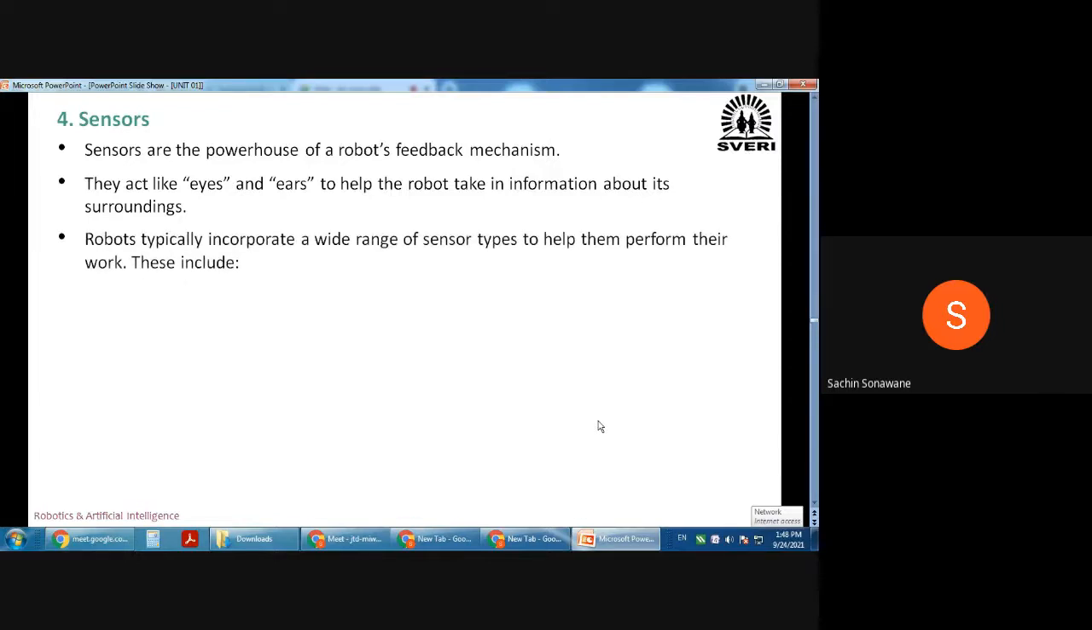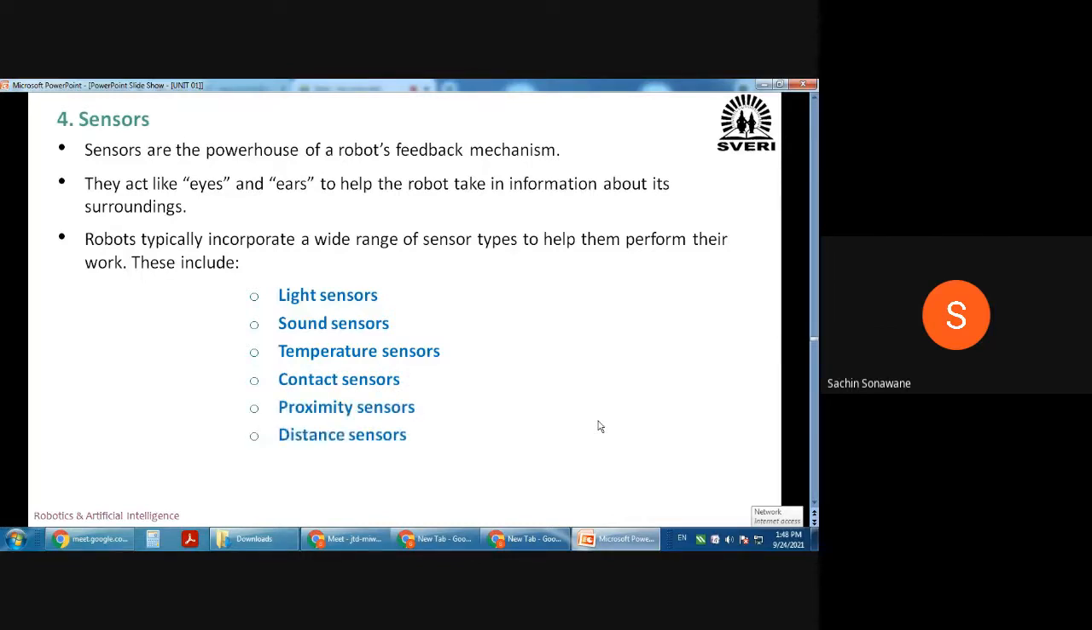Robots typically incorporate a wide range of sensor types to help them perform their work. These include light sensors, sound sensors, temperature sensors, contact sensors, proximity sensors, distance sensors, pressure sensors, positioning sensors. Therefore, these are the different sensors used in robots.